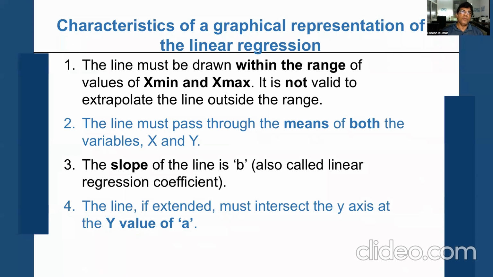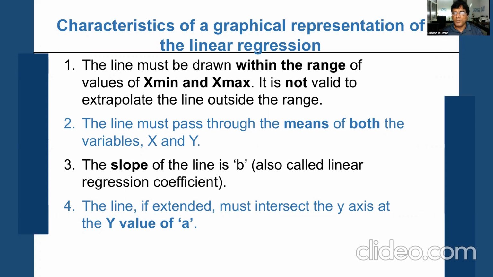Suppose you have data from 0, 40, 80, 120. So you can have predictions, or you can have the line, only within the range of 0 to 120. You cannot extend the line beyond 120, because you have not recorded the data. You have data only up to the 120 level. Therefore, it is not logical to extrapolate the line or data.